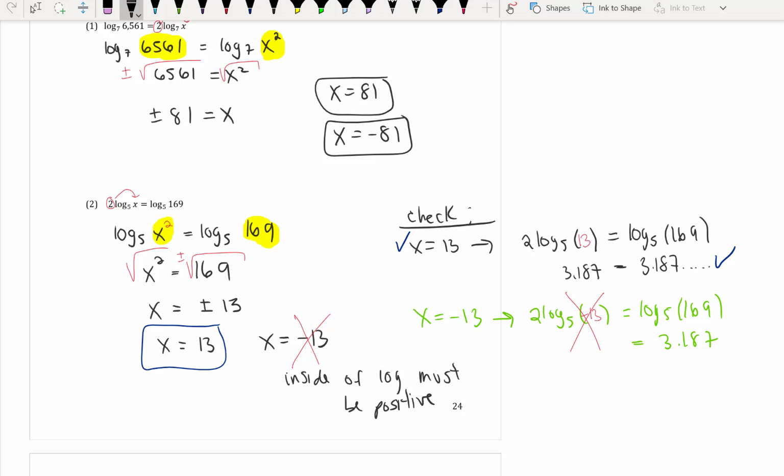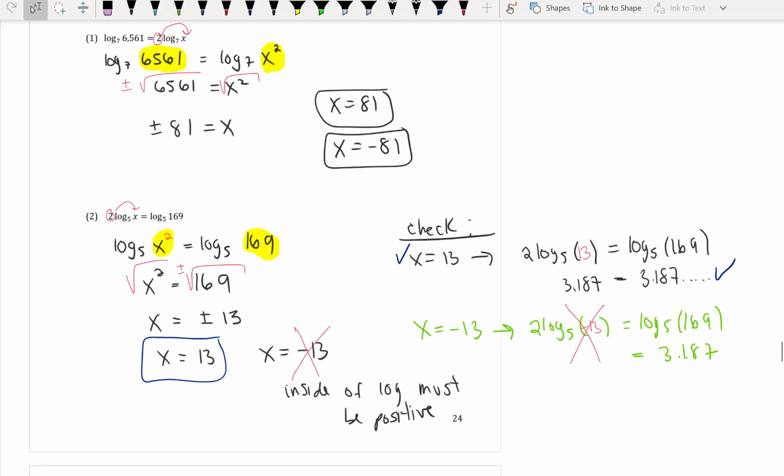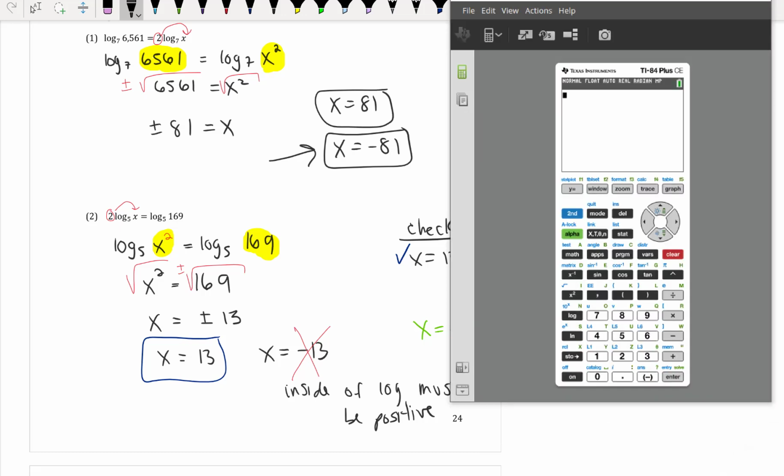So because this is true, I did that formal check. I do not believe that this is going to work for number 1, which I have that x is equal to negative 81. Let's just plug that into my calculator and see what we get, right? So let's see what happens when we plug in that negative 81.